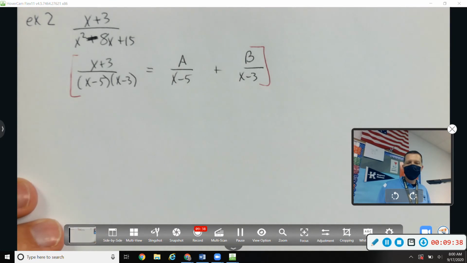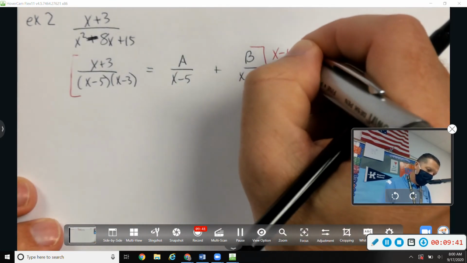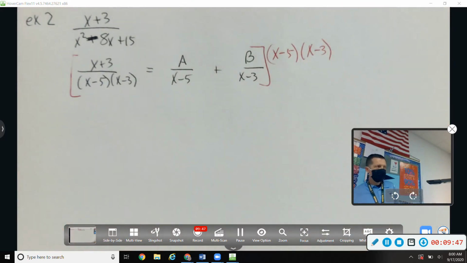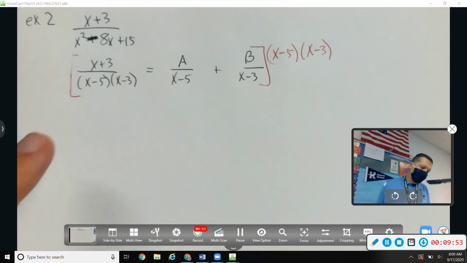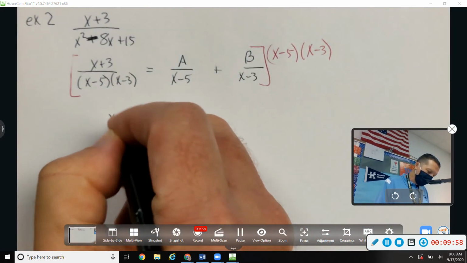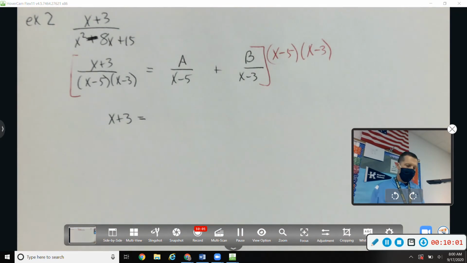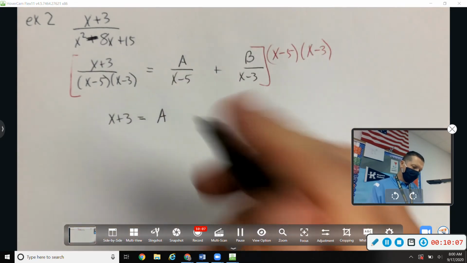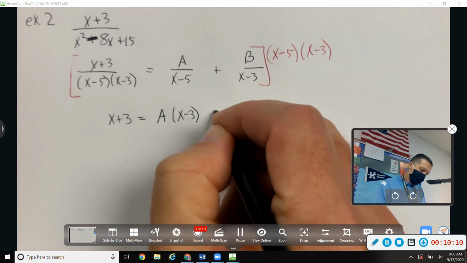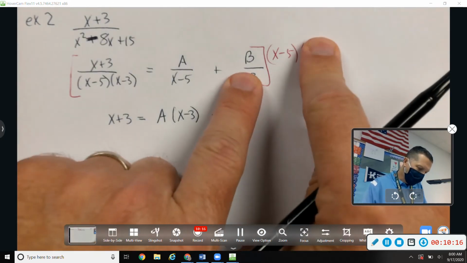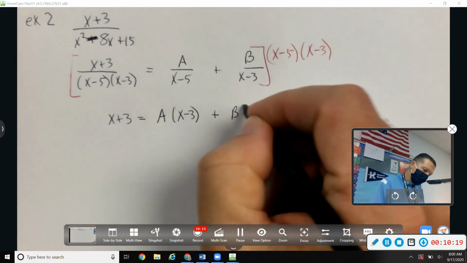Next step, we'd multiply through everybody by x minus 5, x minus 3. Since we're experts now, I'm going to skip that step from earlier that I said I would skip, because on the left, everything is going to cancel, and I'm going to be just left with x plus 3. For this a term, the x minus 5s would cancel, and I'd be left with x minus 3. And for the b term, the x minus 3s would cancel, and I'd be left with x minus 5.